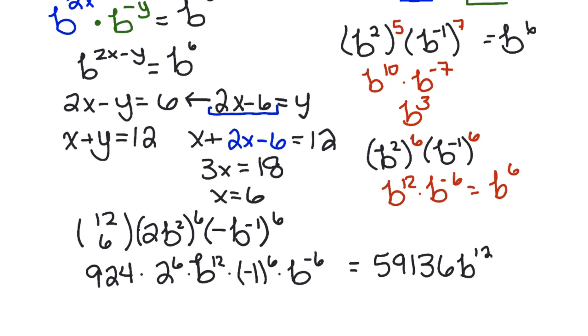And then we can take that number and do 2 raised to the 6th power times negative 1 raised to the 6th power, which is just going to be 1. So that's how we get that number as well. And then it's b to the 12th times b to the negative 6. So we can combine those to be b to the 6th. So then the coefficient, because it was just asking for the coefficient, is that number.